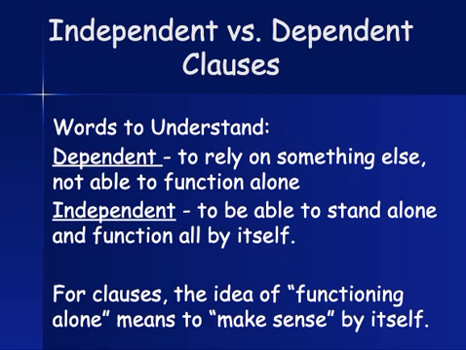Independence, on the other hand, is when something is able to stand alone and function all by itself. It doesn't need anyone. It does it all alone. It can stand by itself like grown-ups do. For clauses, the idea of functioning alone means to make sense by itself. So in other words, if it's a dependent clause, the grouping of words doesn't make sense all by themselves. They kind of need the rest of the sentence to clarify their meaning. An independent clause, it's like a big kid clause. It can totally stand on its own, almost like a grown-up.